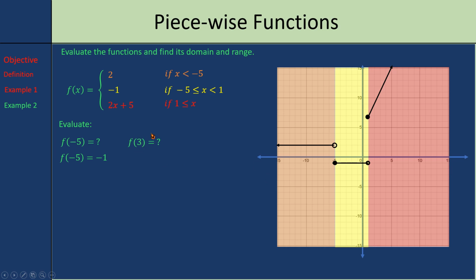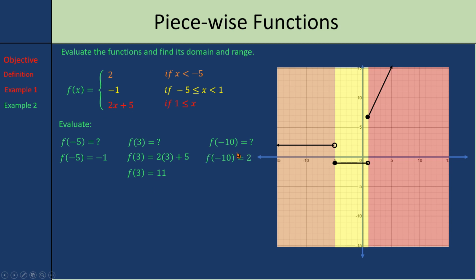And then f of 3, you put 3 in for x. Which one should you use? Is it less than -5? No. Is it between -5 and 1? No. Is it larger than 1? Yes, 3 is larger than 1. So you use this equation, which corresponds to the red graph. And then you put 3 in for x. 2 times 3 plus 5 gives you 11.